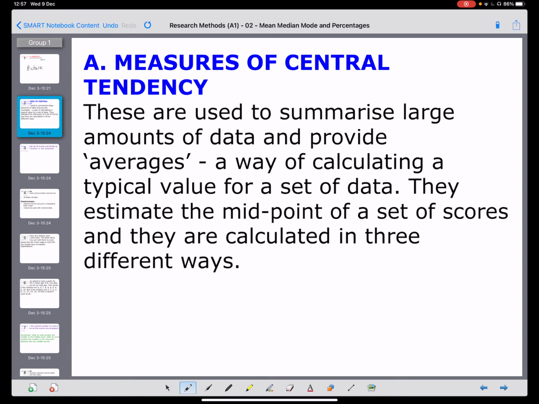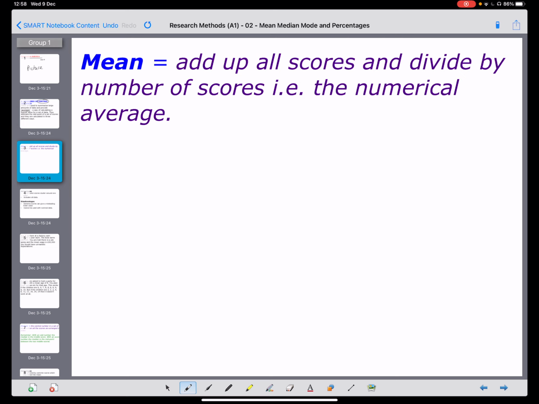So the first summary of data comes under the heading of measures of central tendency. Central is kind of middle, in the middle, that type of idea. So central tendency is something to do with some kind of middle point. Another way of referring to this would be an average. So how can we show average data? The first way, of course, is to use the mean.